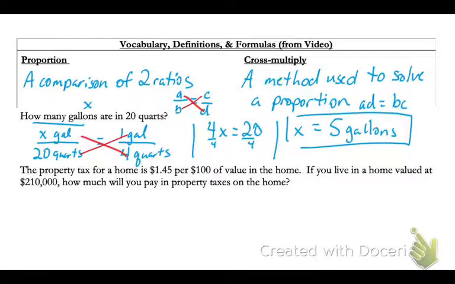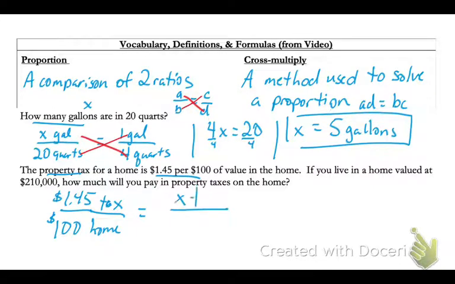So first let's set up a ratio comparing the tax that we pay per the $100 value in the home. So we'll just say $1.45 in tax over, or compared to, the $100 in the value of the home. Now we'll set that equal to another ratio. So we are looking for how much we will pay in property taxes. So that will be our variable in our first numerator. And then our denominator will be the actual value of that home.